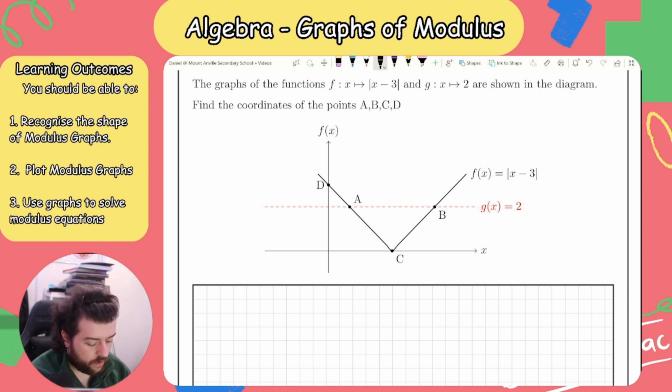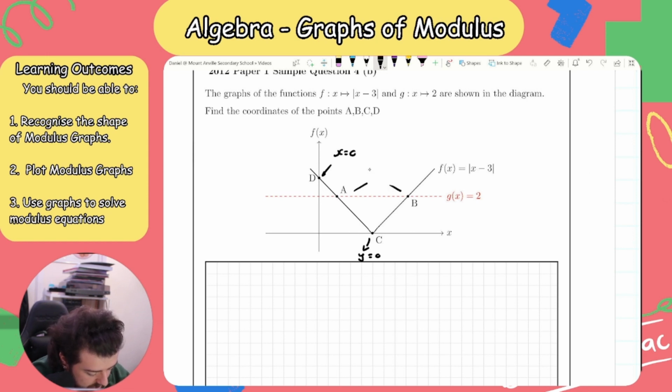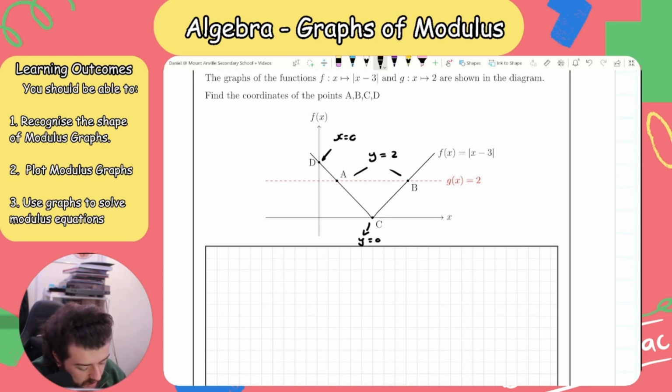I know a few things. I know this point here. At this point here, y is equal to 0, or the inside of my modulus is equal to 0. I know at this point here, x equals 0. And I know at these points here, my modulus is going to be equal to 2. So let's solve D first.